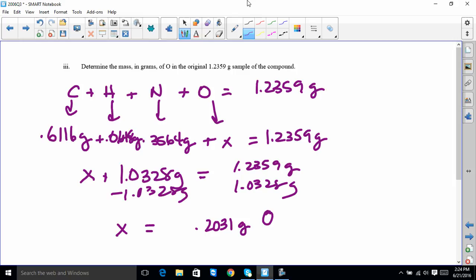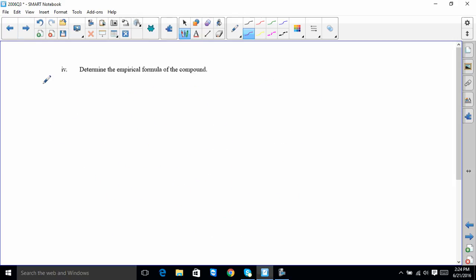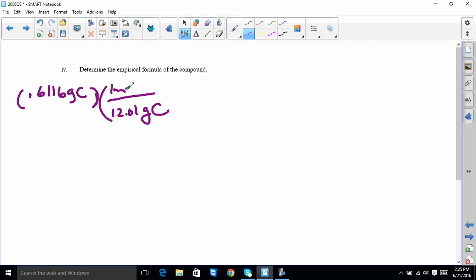Yep. All right, so now we know the mass of all of them, and now here's the question. This is a very long question. What's the empirical formula? Remember, we have 0.6116 grams of carbon, and we know that there are 12.01 grams of carbon in 1 mole of carbon, and these both have 4 sig figs. When I do that, I get 0.0, that doesn't count, it's not a final zero, it's not a sandwich zero, so 0.05092 moles of carbon.